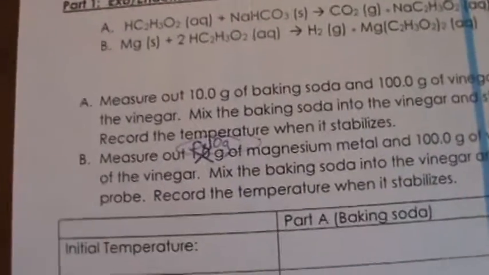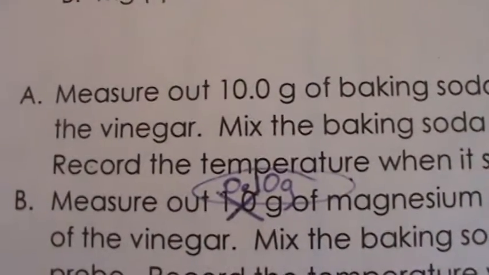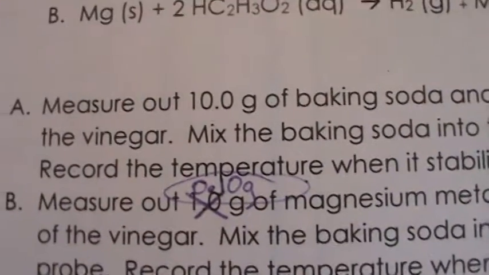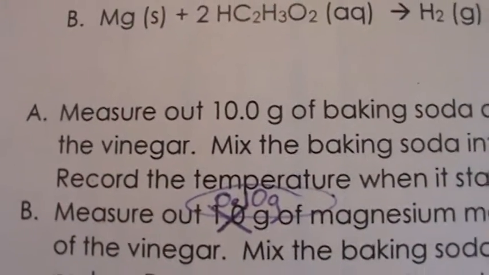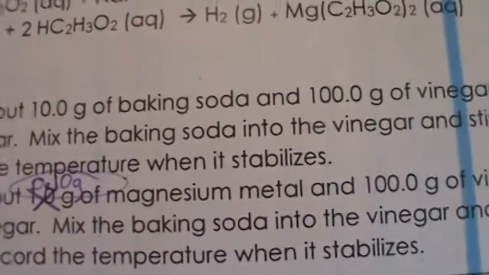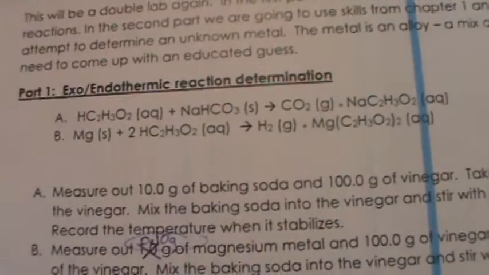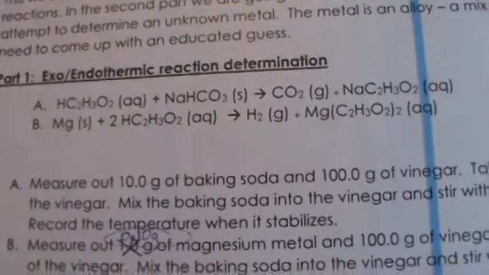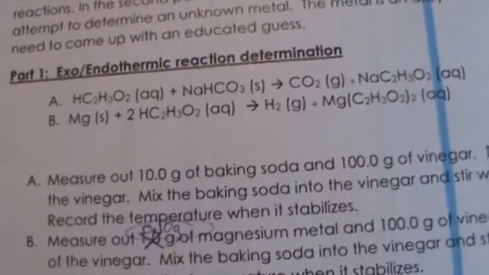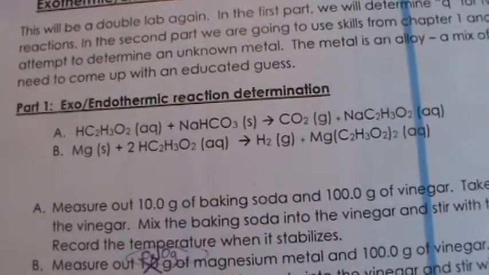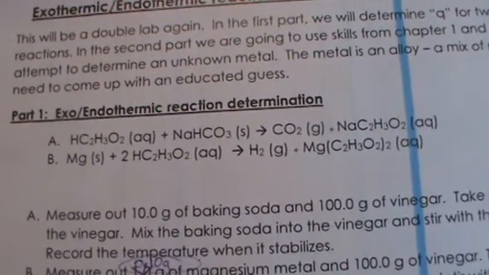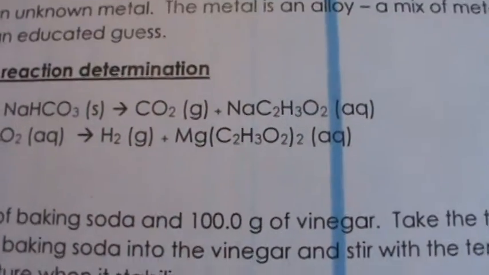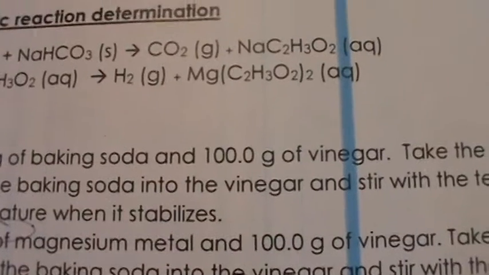The first thing that I want to draw your attention to is that there was a typo in this lab, and instead of measuring out 1 gram, we're going to be measuring out 0.10 grams of our magnesium metal. Okay, so first of all, we have 10 grams of baking soda and 100 grams of vinegar. Now, the vinegar is acetic acid in water, and that is the mass of our surroundings.